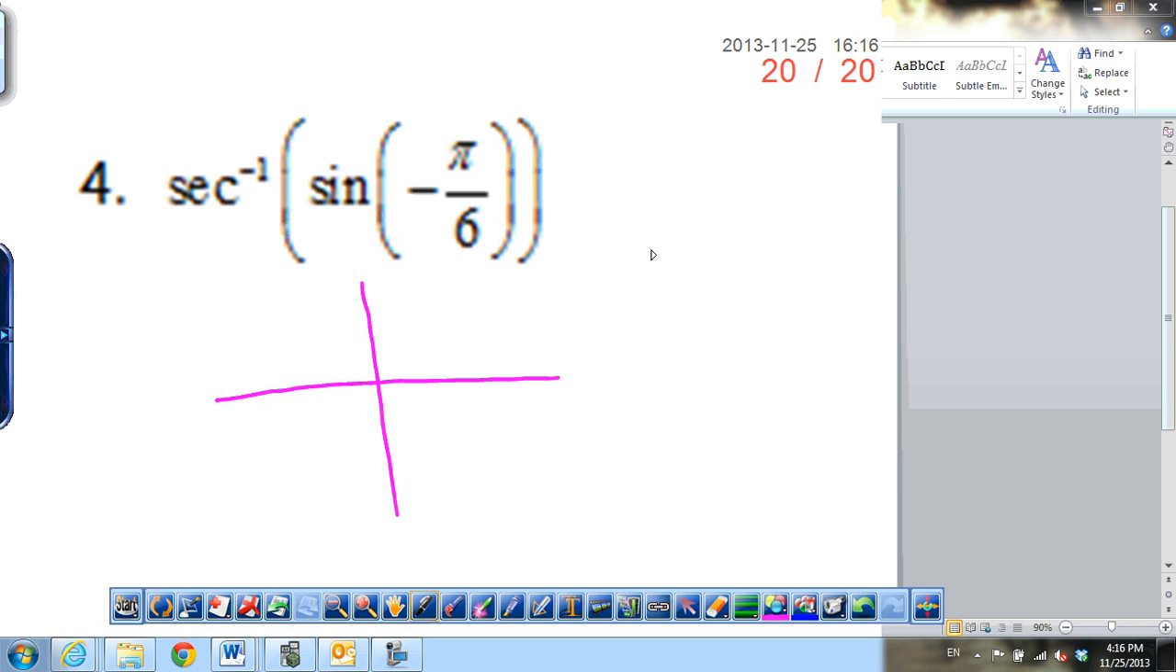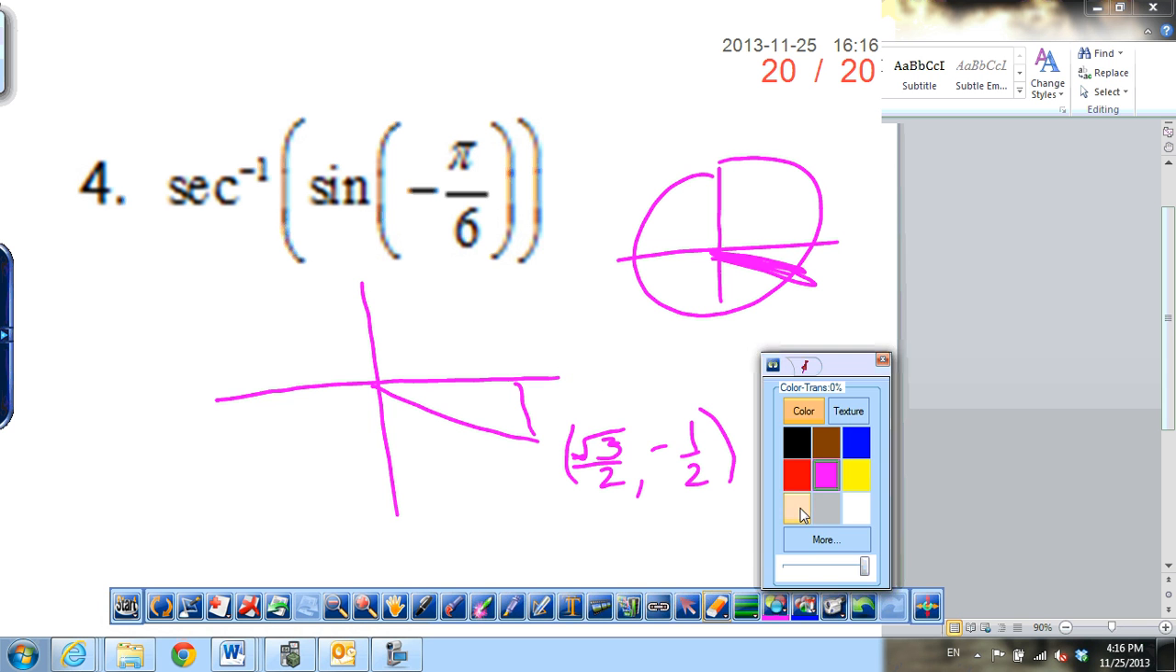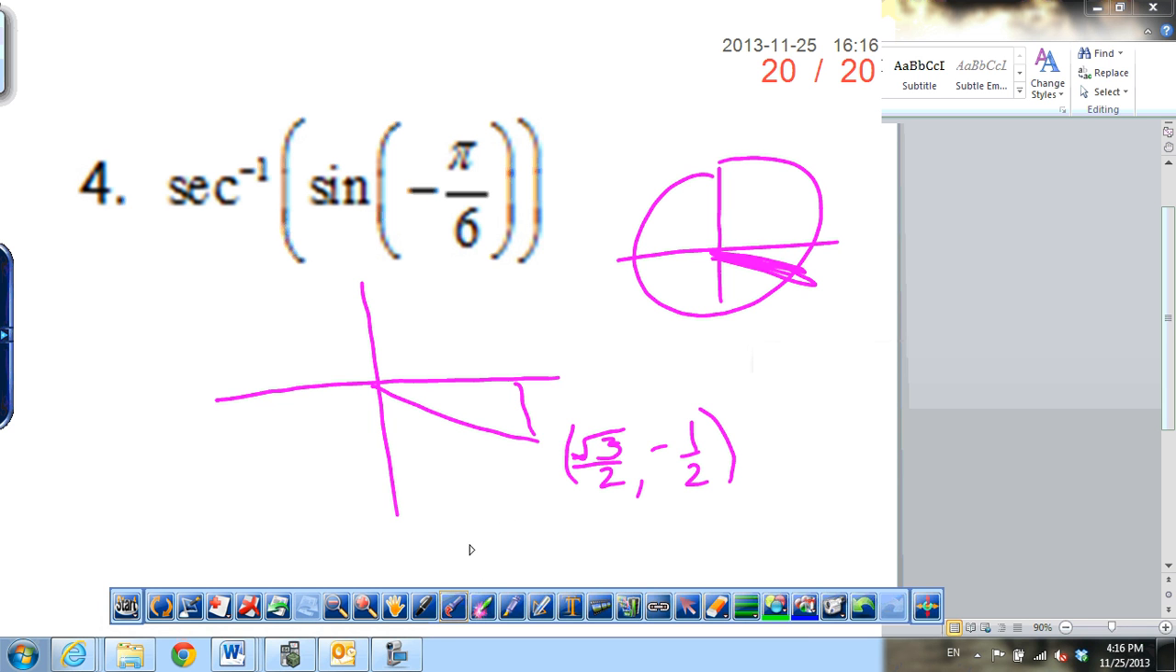So negative pi over 6, if we think about on our unit circle here, negative pi over 6 is down here. So negative pi over 6 is there. That ordered pair at negative pi over 6 is positive square root of 3 over 2, comma, negative 1/2. So then, I'm struggling. So that tells me that this is square root of 3. This is 2, and that's negative 1.